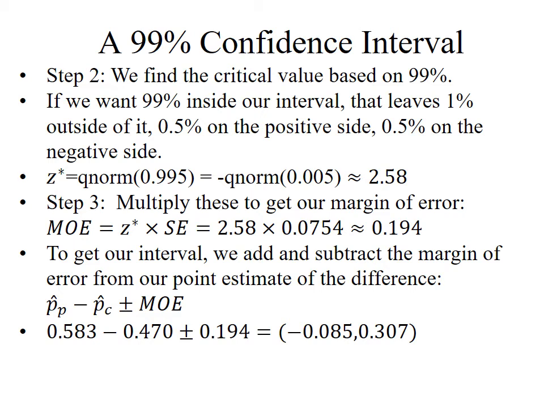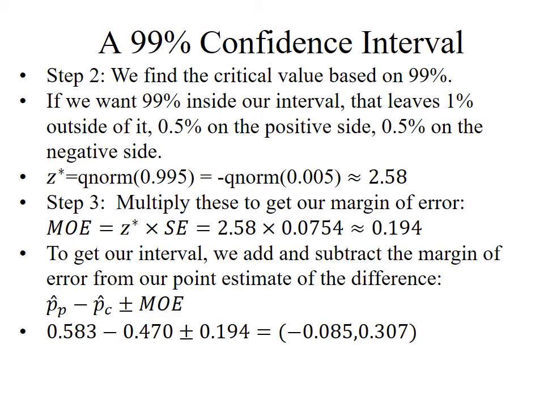Both give me the exact same number, which in this case is 2.58. To get the margin of error, we multiply these two things together. We multiply our critical Z value, 2.58, times our standard error, which was the 7.5%, and we get 0.194. We got about a 19% margin of error on this to get a 99% confidence interval. We then add and subtract this to the difference we got.